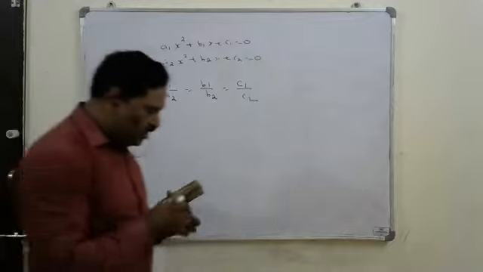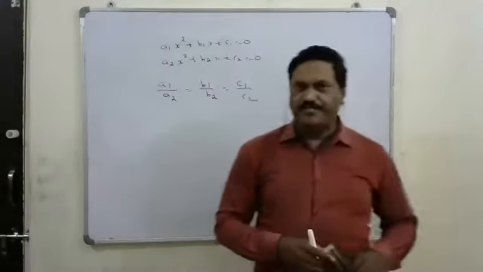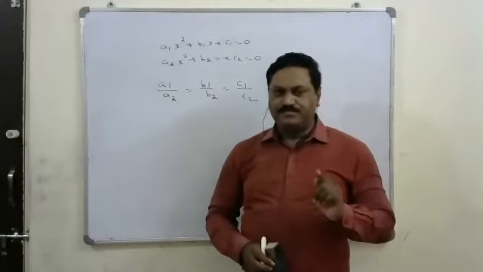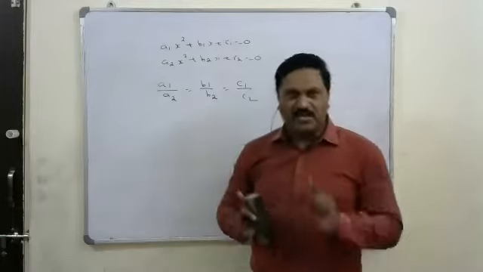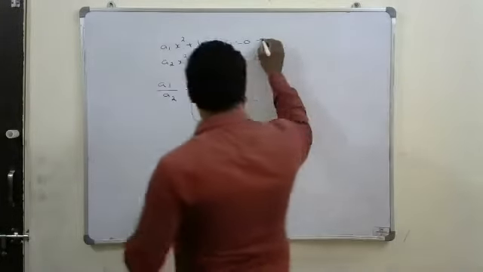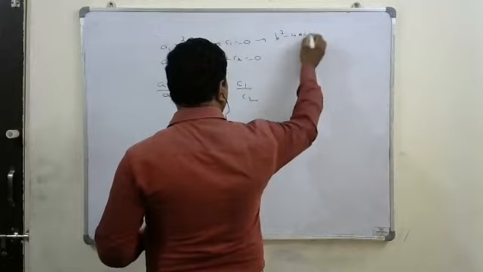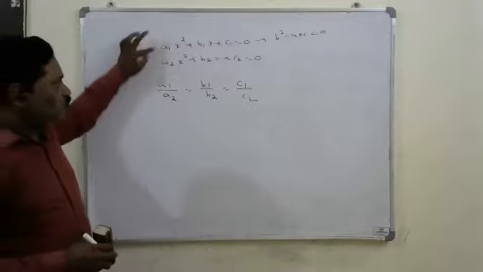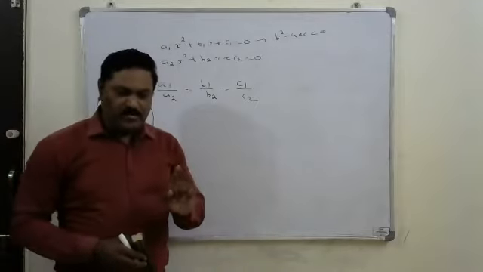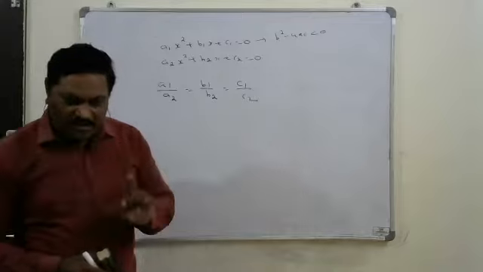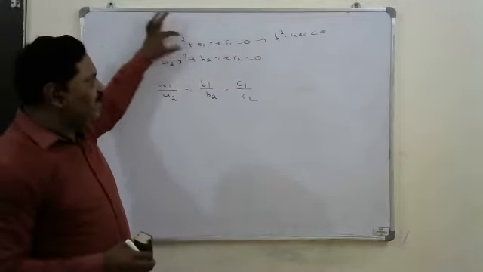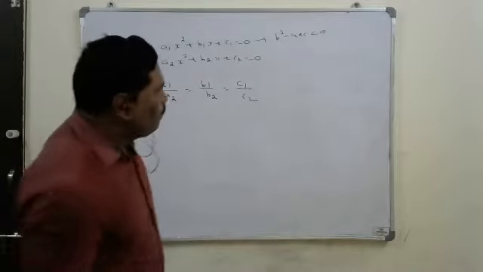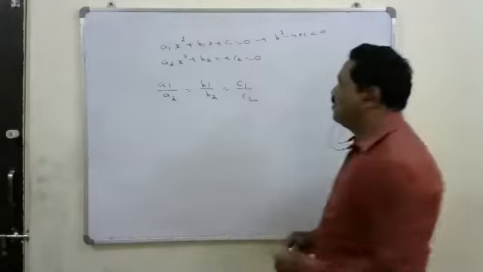Understand? Similarly, they may also give it like this: if these two equations have one root in common, and b square minus 4ac is negative for the first equation, then what is the condition? What is the meaning of this? One root is real and one root is complex?